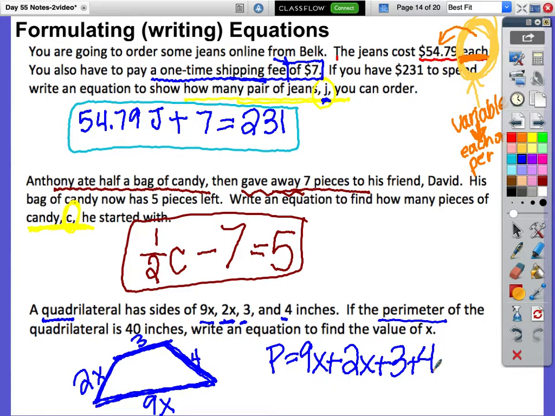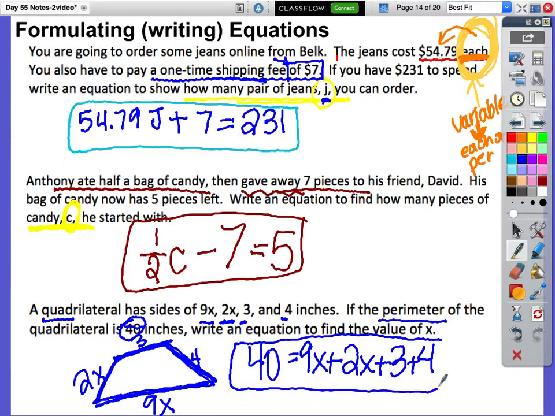Well, the perimeter, it actually tells us, is 40. So right here, we don't have to be finding the perimeter. It's actually telling us that it's 40. So I'm going to erase this P because I actually know that it's 40. So I'm putting that in the place of P because it tells us that in the problem right here. So here is our equation.